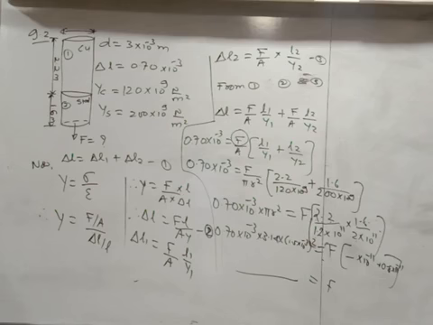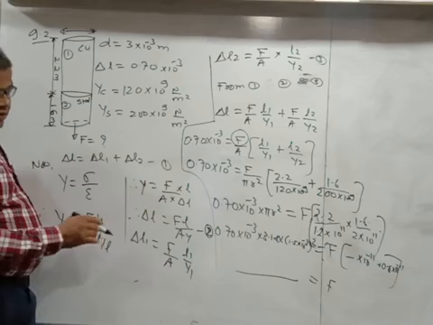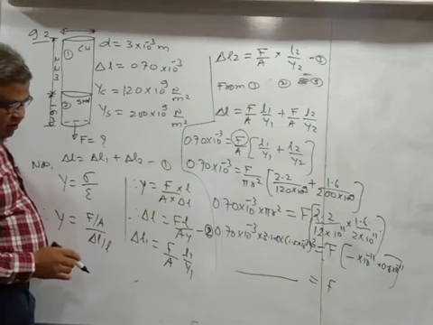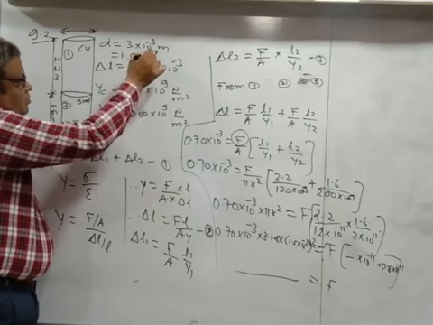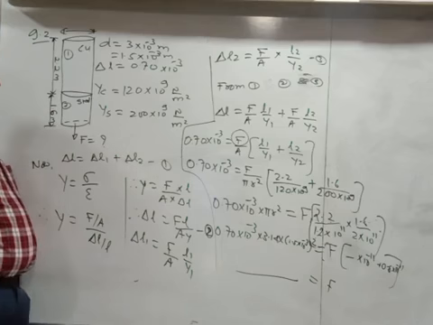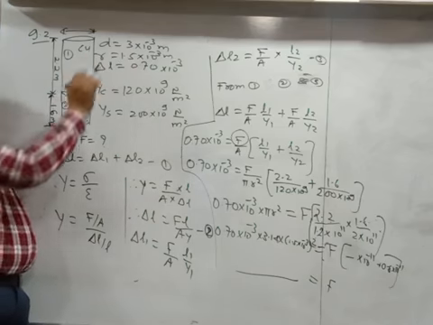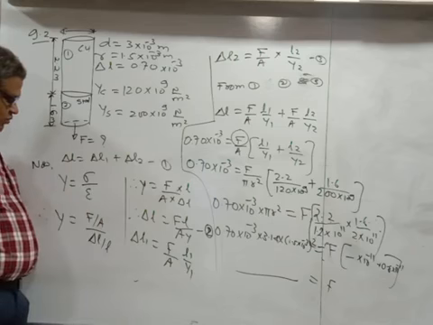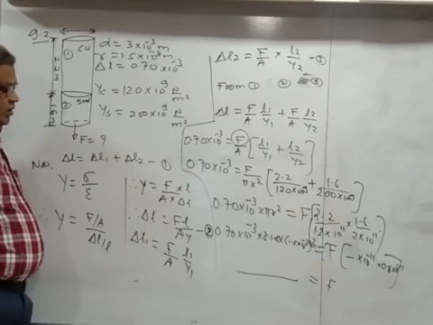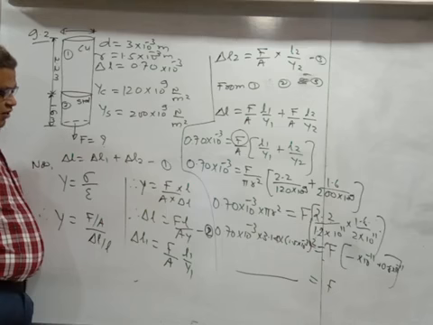So this is the example number 9.2 in which the diameter is given. If the diameter is given, then you must be writing this radius is 1.5 into 10 raised to minus 2. So delta L is equal to delta L1 plus delta L2. So y is equal to sigma upon epsilon. So f upon a into delta L by L. So y is equal to f into L upon a into delta L. So delta L is equal to f L upon a.